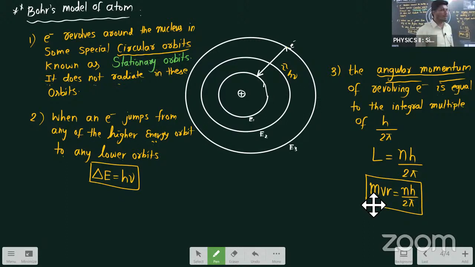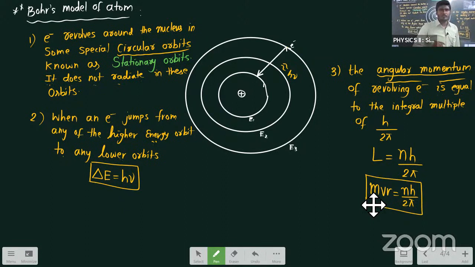What is the next important point? Whenever an electron jumps from a higher energy orbit to a lower energy orbit, it will emit some radiation of energy delta E, which is equal to h nu. And what is the third important postulate for Bohr's model of atom? The angular momentum of the revolving electron is quantized, or you can say the angular momentum of the revolving electron is equal to nh by 2 pi.